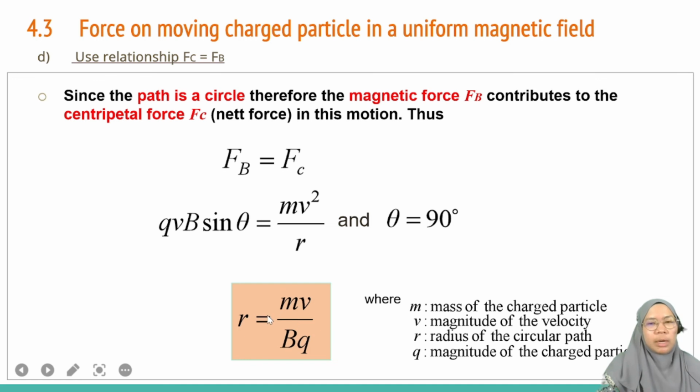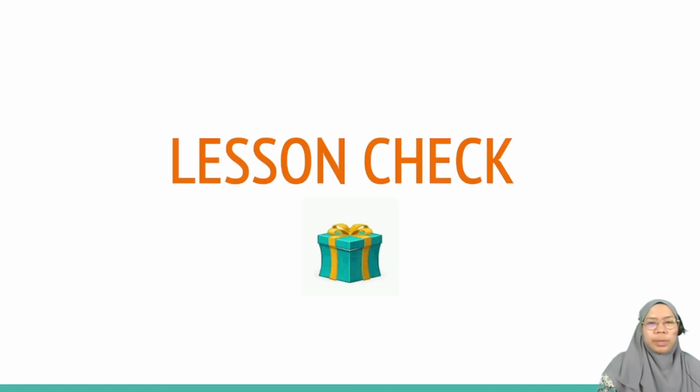So you will get r equals mv over Bq, where m is the mass of the charged particle. If they are using protons, so mass of proton. If they are using electrons, so mass of electron. v is the magnitude of the velocity, r is the radius of the circular path, and q is the magnitude of the charge of the particle. Okay, so we are done.